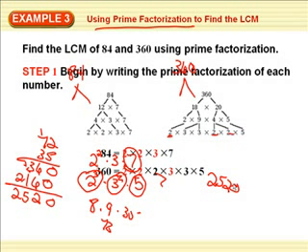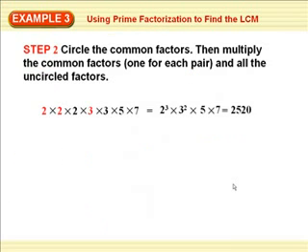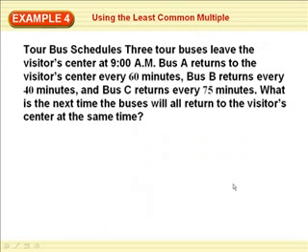And I'll do more of these so you guys can follow. And I'm explaining it a little bit different than what the book does, but they agreed with us in our answer. So example number 4, tour bus schedules. 3 tour buses leave the visitor center at 9 a.m. Bus A returns to the visitor center every 60 minutes.